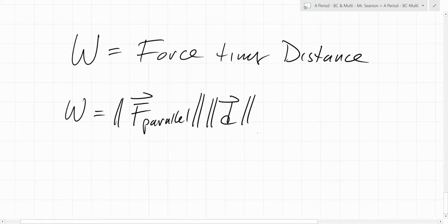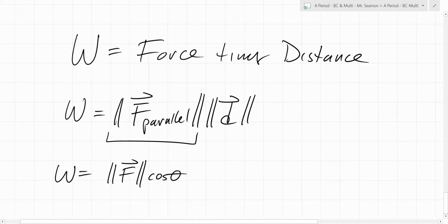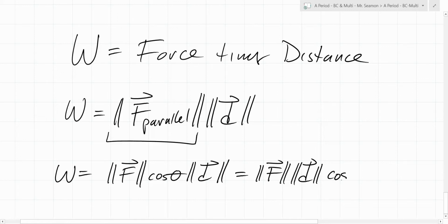And we played around with this a little bit, and what we know is that this magnitude right here is the magnitude of the force vector itself times cosine of the angle between the force vector and the direction you're going in. So now we have work is equal to this, and then also the d is still there, the magnitude here. If you rearrange this, you end up with the magnitude of f times the magnitude of d times cosine theta.